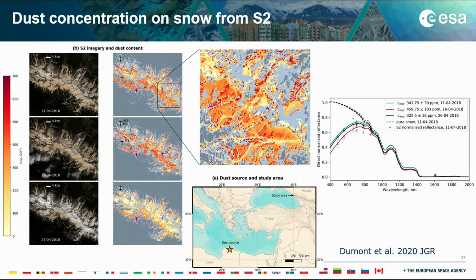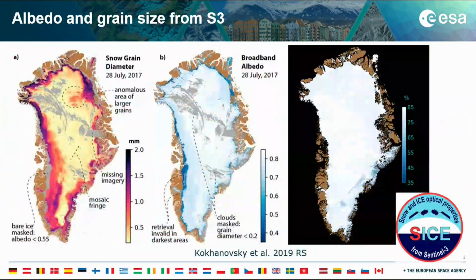Another application in this sense is from Sentinel-2. These colleagues made use of Sentinel-2 images. They were so lucky to have Sentinel-2 images just after a big Saharan dust event in the Caucasus, so they managed to invert their model to calculate directly the concentration of dust at the surface, and they fed it directly into the Crocus model to estimate how the melting was modulated by this event.